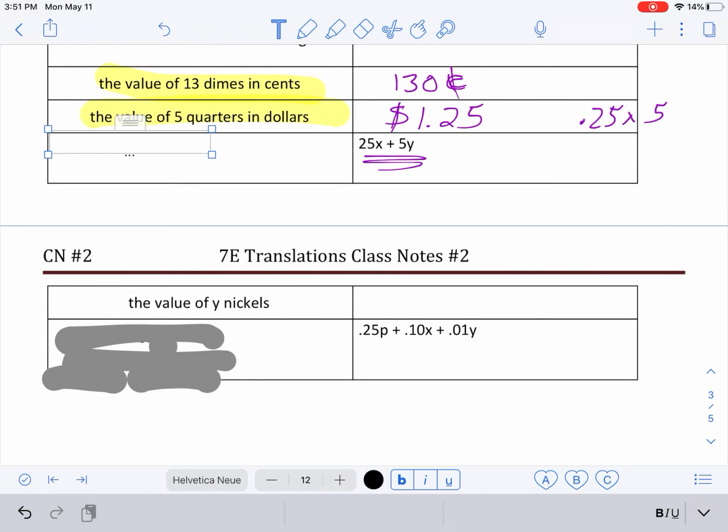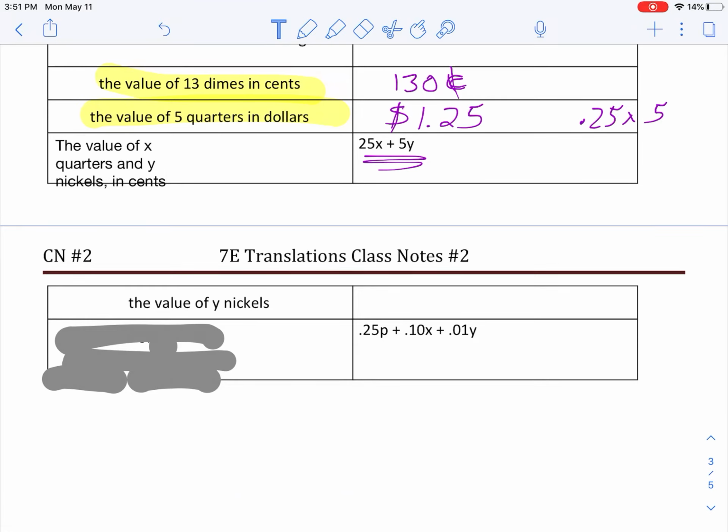All right, what would I be asking here? Well, this is the value of X quarters and Y nickels, and that is in cents. I know it's in cents, not dollars, because there's no decimal in front of the 25, making it 0.25. How do I know it's X quarters? Well, because you're multiplying it by 25. That's how much a quarter is. How do I know that Y is nickels? Well, because you're multiplying it by 5, which is the value of nickels.